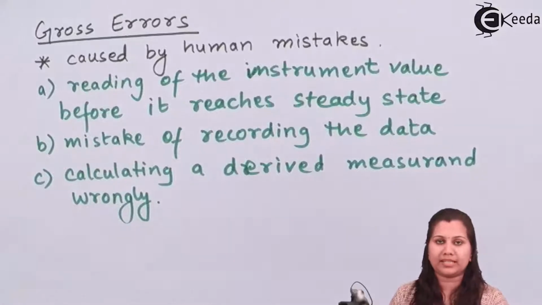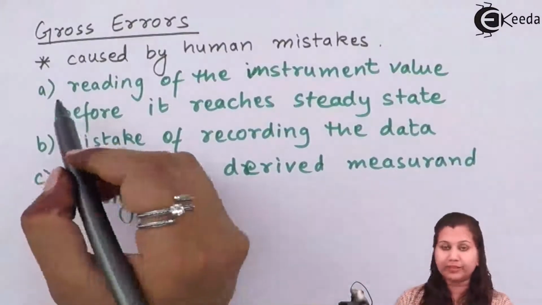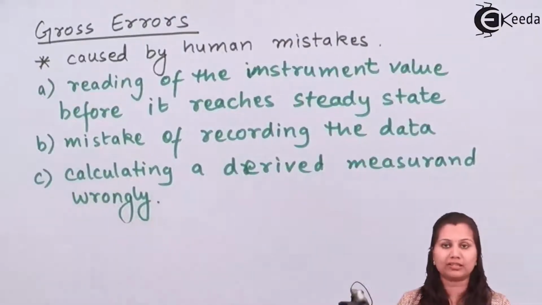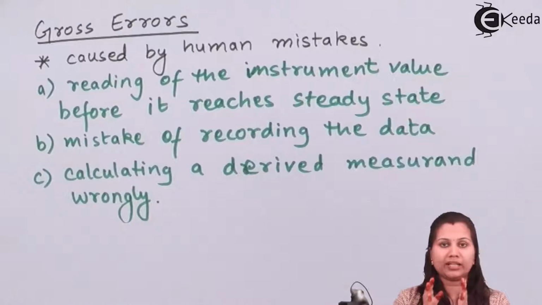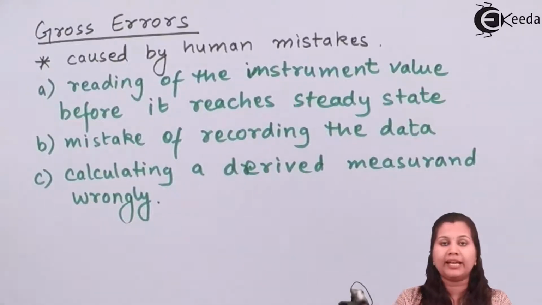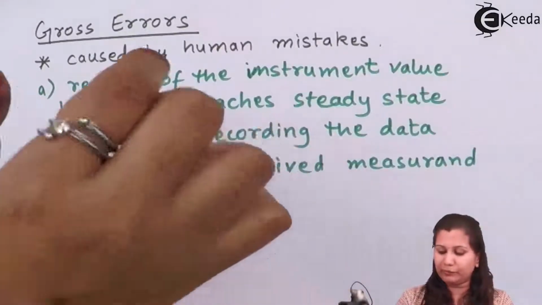These human mistakes can occur if the observer reads the instrument value before the instrument has reached its steady state. Whenever we are measuring any quantity, first we have to wait until the instrument comes to its steady state, and only then we take the reading. If the pointer in the instrument is still moving and the observer takes the reading before it has come to the steady state, the error occurring due to it will be a gross error.